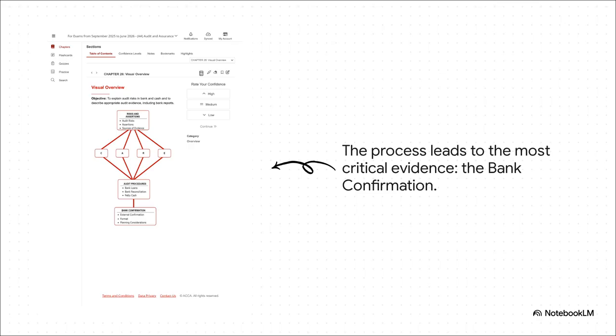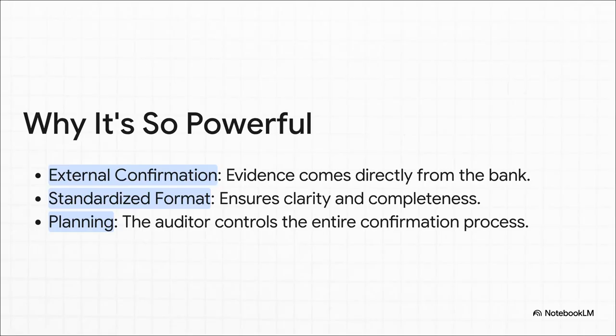Our roadmap shows this is exactly where we've been heading the whole time. The whole process, thinking about risks, understanding the assertions, doing all the procedures, it's all designed to funnel down to this one incredibly powerful document. So what makes it so powerful? It's really three things. First, and this is the big one, it's external. The evidence comes directly from the bank, straight to the auditor. The client never even touches it. That makes it unbelievably reliable. Second, the format is standardized, so there's no confusion. And third, the auditor controls the whole process, from sending it out to getting it back. It hits existence, accuracy, and rights and obligations all in one shot.